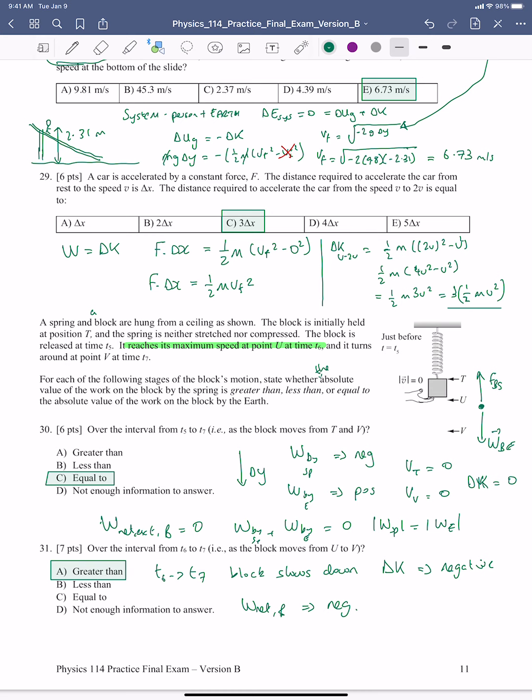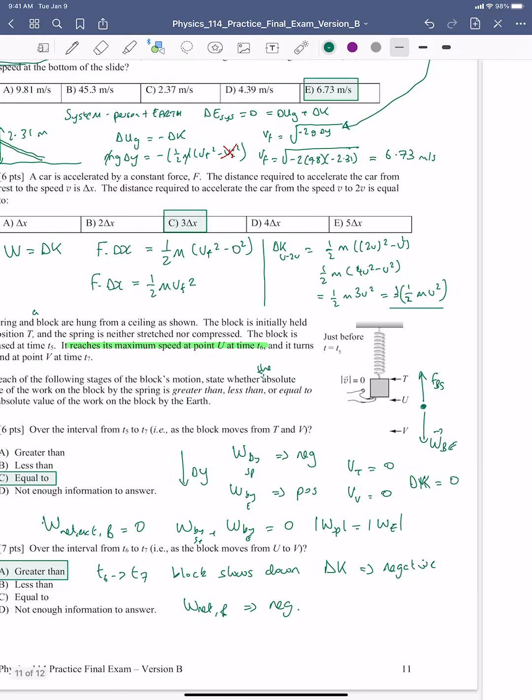The spring force will have to be larger than the weight force, and they're applied over the same distance. And the spring force is varying in magnitude, but its average would have to be bigger in order for the block to accelerate upwards from U to V, because it's moving down, but it's accelerating up, so it's slowing down. So we have to have more negative work done, and the only thing that's doing negative work is the spring, so it has to be larger in magnitude, in absolute value, than the work done by the Earth.